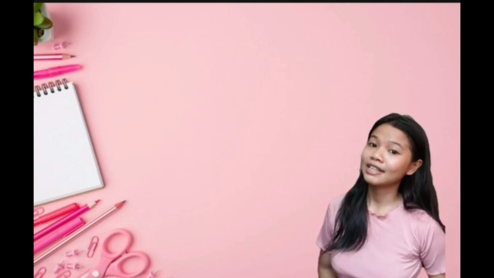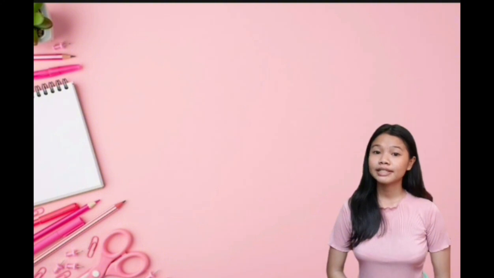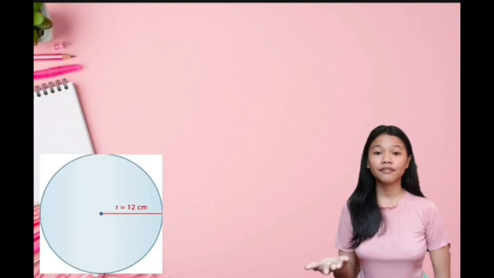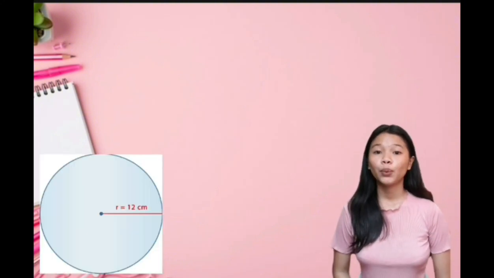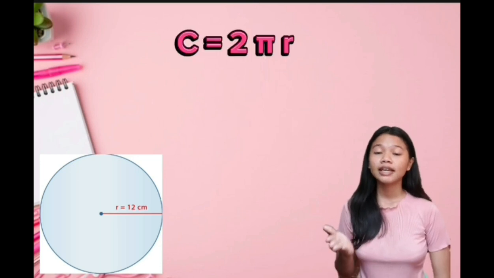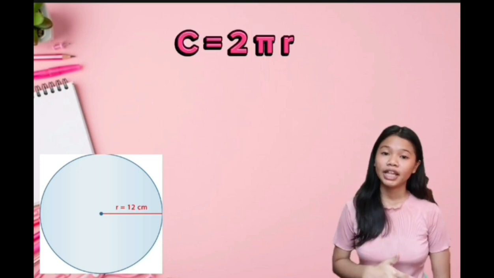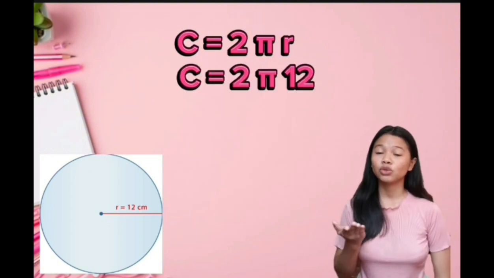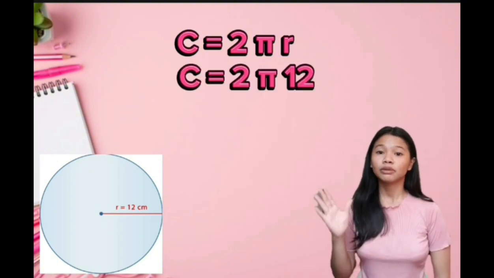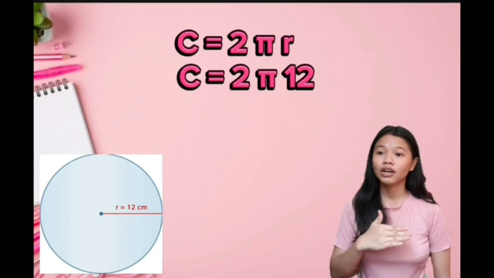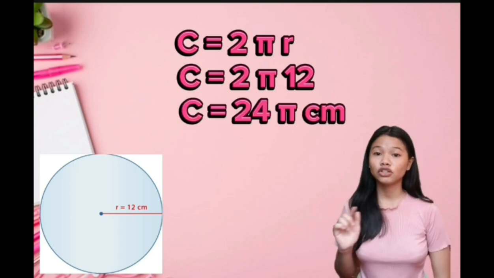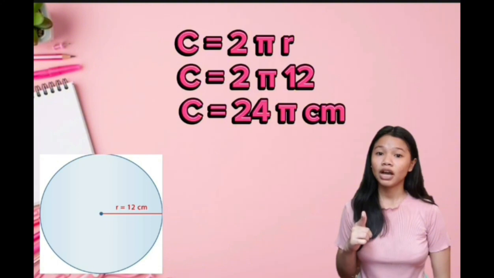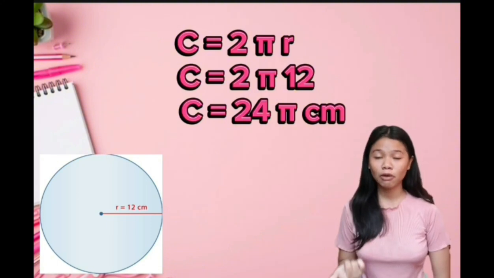Do you need more examples? Let's move on to the next example. Example number 2: we have a circle with a given radius of 12. With the same formula, C equals 2 pi r, we replace the r with the number value. It gives us C equals 2 pi 12. Then let's multiply 2 times 12, which gives us C equals 24. Then bring down the pi and add the unit of measure, which is centimeter.